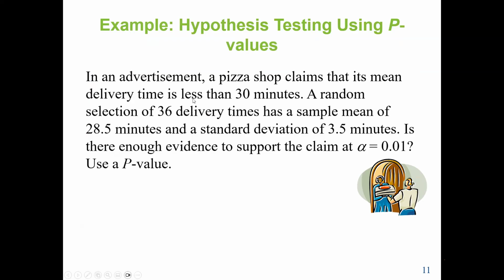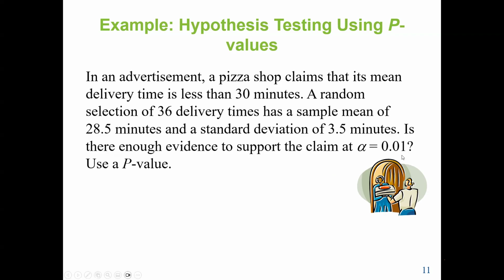Here they say in an advertisement, a pizza shop claims that its mean delivery time is less than 30 minutes. So this will be HA, only less. A random selection of 36, okay, that's good. The sample size is more than 30, so we can substitute the standard deviation of the sample. We can use that sample standard deviation instead of the population one. Then a sample mean of 28.5 minutes and a standard deviation, so it's good. Is there enough evidence to support the claim?